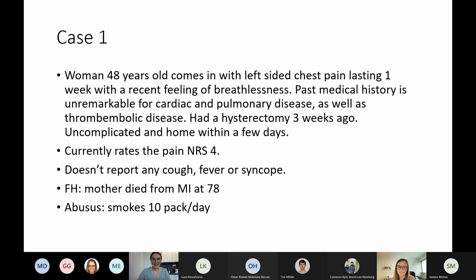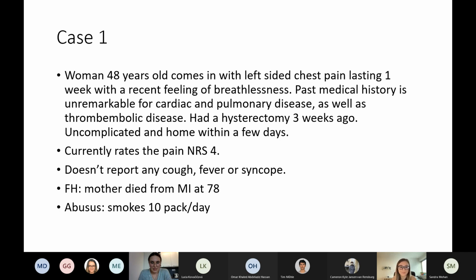Okay. Cases. So now, since we've covered all of dyspnea in 48 minutes and you guys know everything, we're going to go into some cases and see if you can diagnose any of these patients and see what they might potentially have.